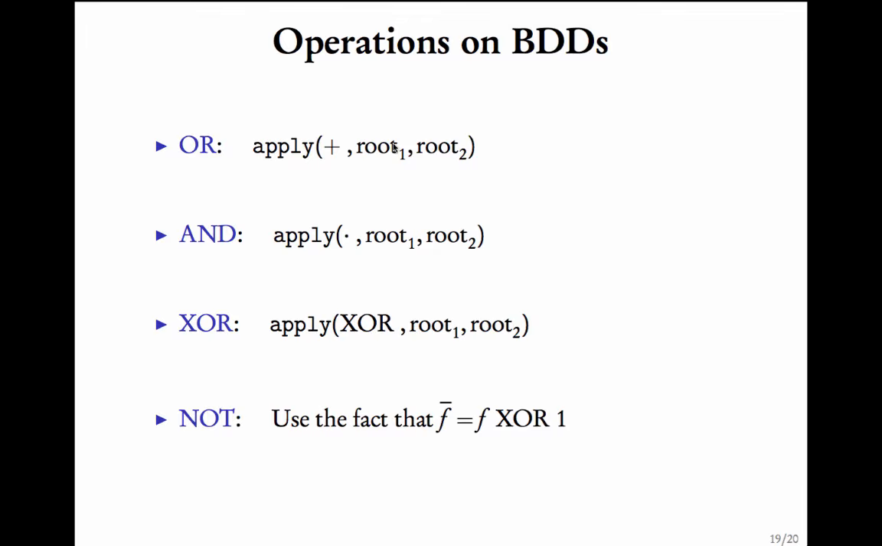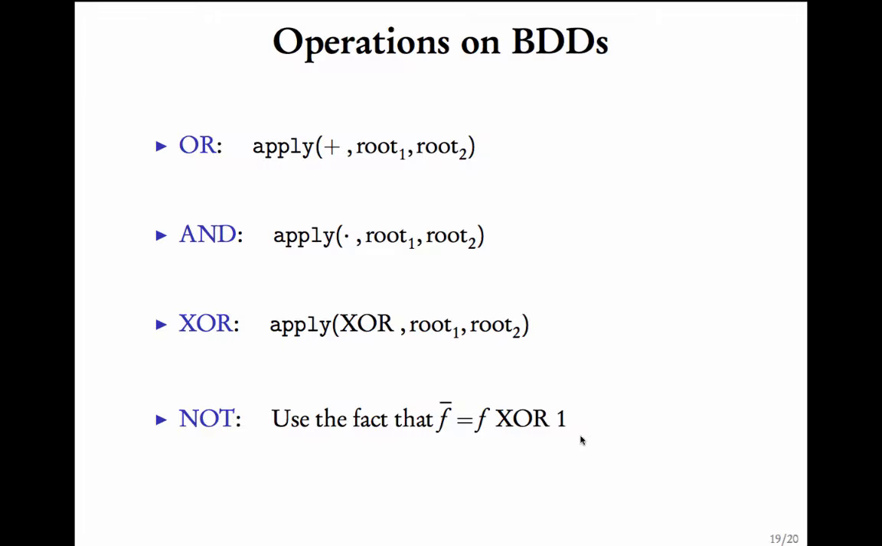Whatever we saw was for plus. However, it will work the same way for dot. Just that in the terminal, instead of doing plus, we will do dot. Similarly, if we want to do an XOR, instead of doing the dot, we will do XOR. What about NOT? Given an OBDD, how do we get the OBDD corresponding to the NOT of the Boolean function?